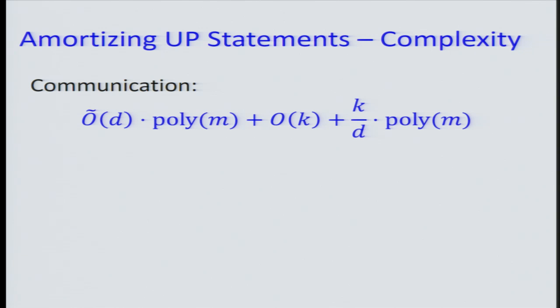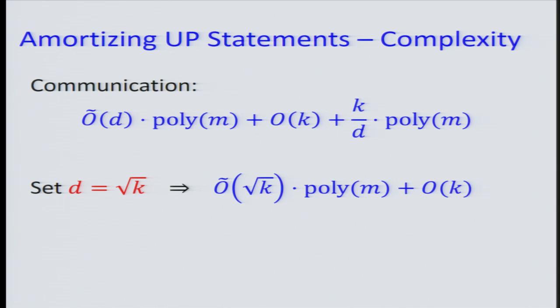OK, so that already gives you a non-trivial amortization. If we try to look at the complexity that we get, so what is the communication? So sending over this relatively large checksum was d times m, roughly. Then all of the PCP business is roughly k. And then we selected a random k over d of the rows, and for them, we opened up the PCP entirely. So that's k over d times poly m. So if we set, for example, d equal to square root of k, we get square root of k poly m plus order k, rather than the trivial k times m.